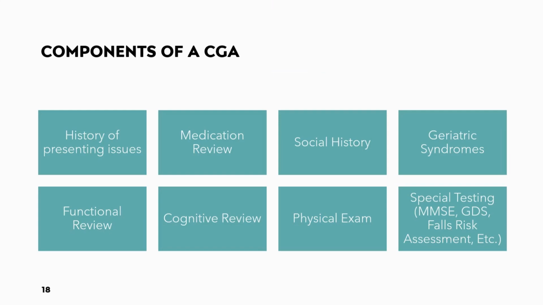I put the GDS, the Geriatric Depression Scale, in there as a lovely evidence-based tool for looking at depression in older adults, because SIGECAPS is not validated in older adults. Falls risk assessment, which is part of the objectives that our residents need to know by the end of their 2 years.